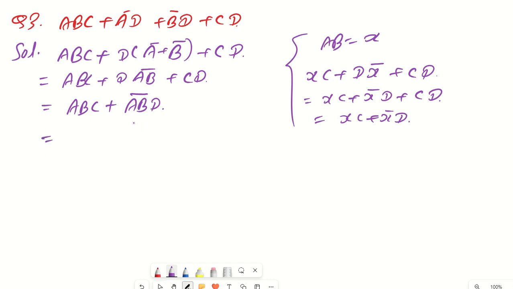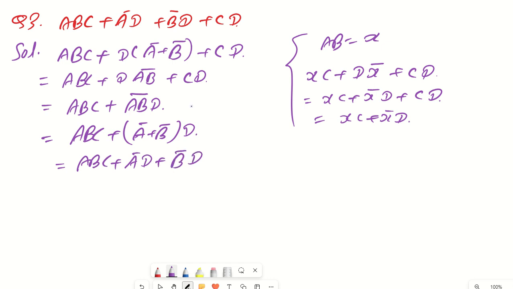Now at last, to match the answer, actually in the options it was given like that, so to match the answer, I will again go back. AB bar is A bar plus B bar, right? So in that case, ABC plus A bar plus B bar into D. That is De Morgan's law, right? So ABC plus A bar D plus B bar D. So this is my solution.